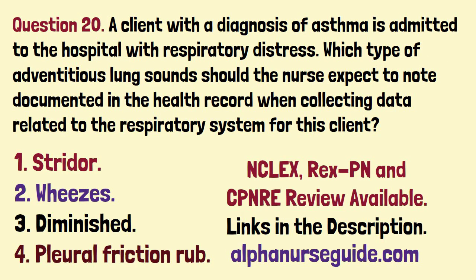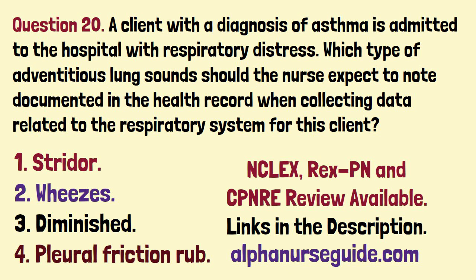Question 20. A client with a diagnosis of asthma is admitted to the hospital with respiratory distress. Which type of adventitious lung sounds should the nurse expect to note documented in the health record when collecting data related to the respiratory system for this client? 1. Stridor. 2. Wheezes. 3. Diminished. 4. Pleural friction rub.